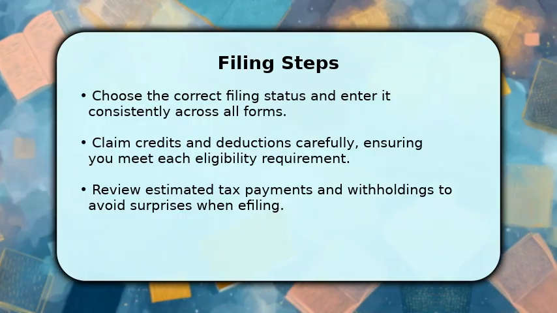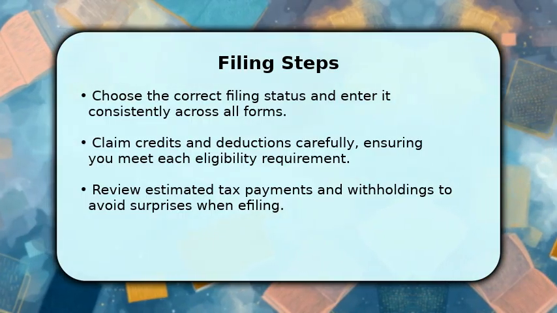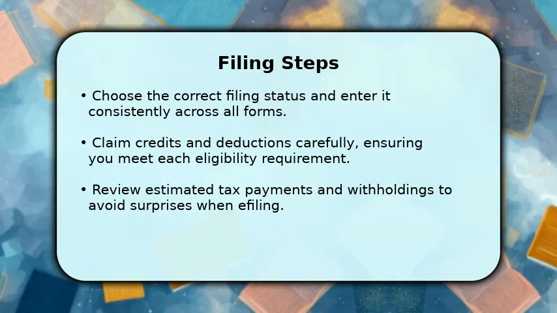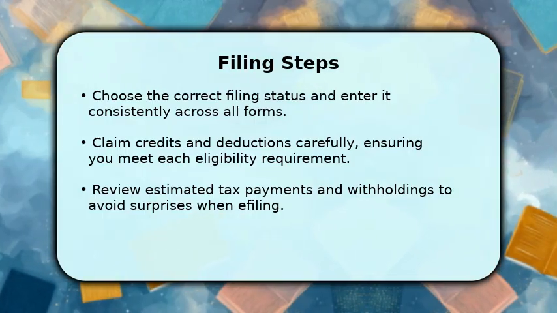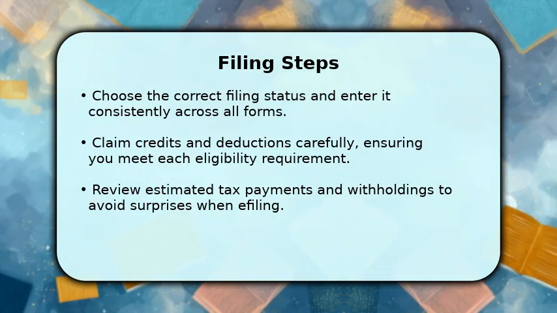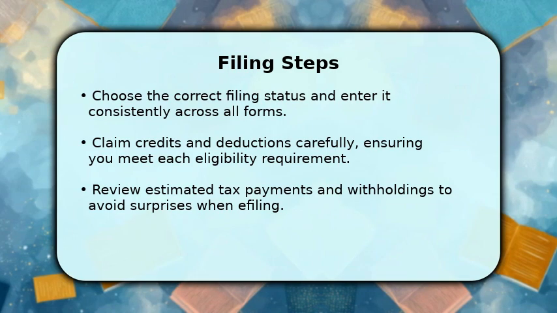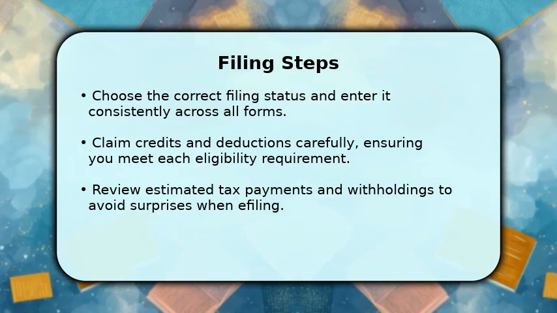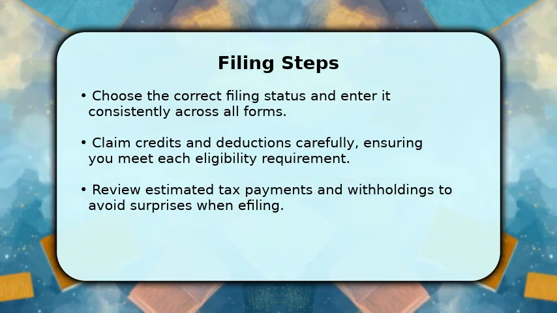Use the built-in calculators for credits and deductions to ensure accuracy and avoid rejections. When the system shows errors, fix them immediately and revalidate. Confirm refund or direct deposit details before final submission, and save the final confirmation number for tracking.